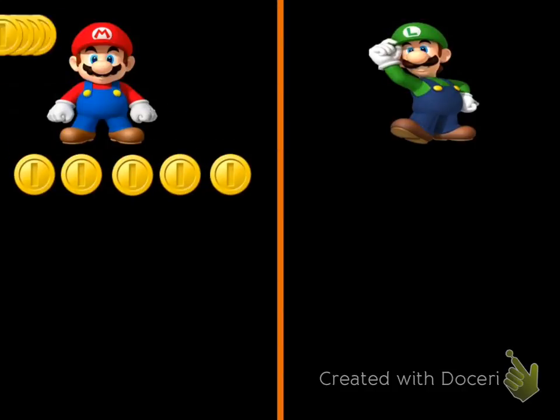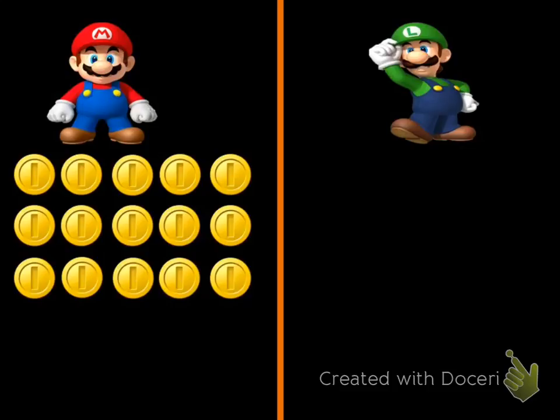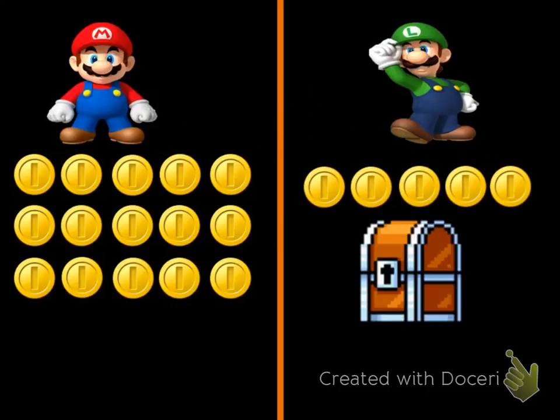All right, here's another example we can look at. Do any of you play Super Mario Brothers? Kind of a fun game. A little old school. Okay, so let's say Mario has 15 coins. Luigi has 5 coins and a chest. What if I tell you that they are currently tied with how many coins they have? What do you know about the chest? The chest must have 10 coins. You just did algebra again.